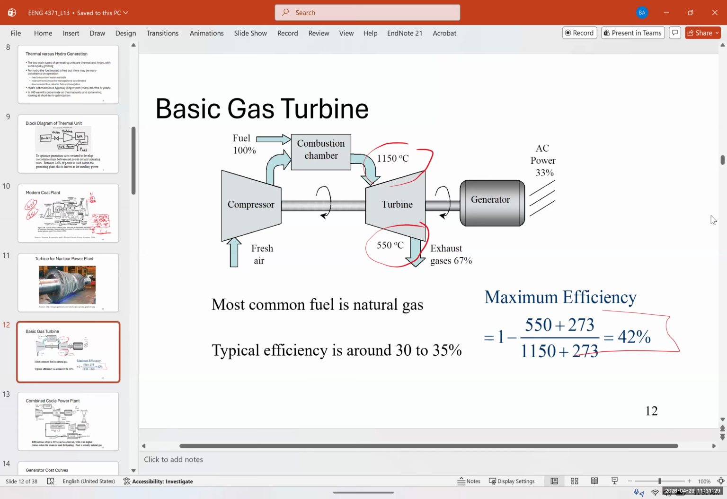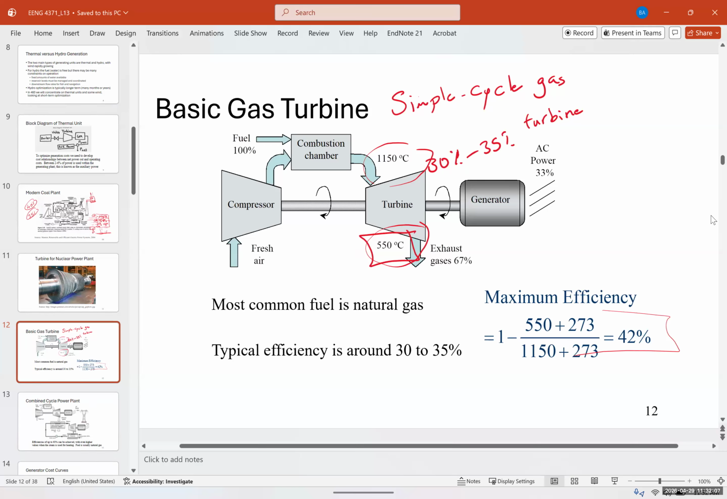Now, this is called a simple cycle. And I'll show you another type as well. So this is called a simple cycle power plant or gas turbine. They are not very efficient. The efficiency is around 30% to 35%, which is pretty low. Now, that means roughly 2/3 of the fuel energy goes out the exhaust stack as waste heat.